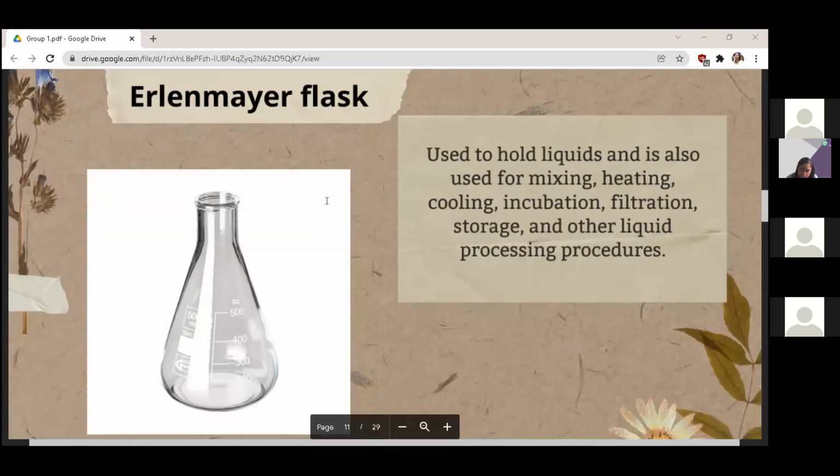Erlenmeyer flask, used to hold liquids and is also used for mixing, heating, cooling, incubation, filtration, storage, and other liquid processing procedures. It is also used to contain liquids, and the slanted sides of the Erlenmeyer and the narrow neck allow the contents in the flask to be mixed and stirred without risk of spilling, which is useful for titrating and boiling of liquids.